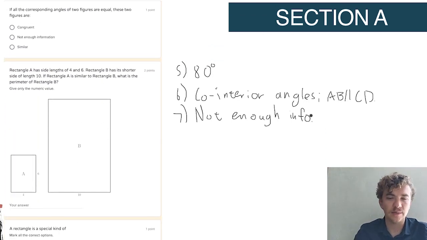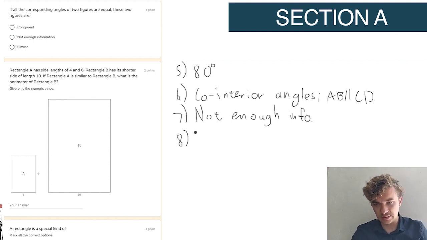Question: if the corresponding angles of two figures are equal, then these two figures are similar. Okay, so what you need to know is that they are similar.